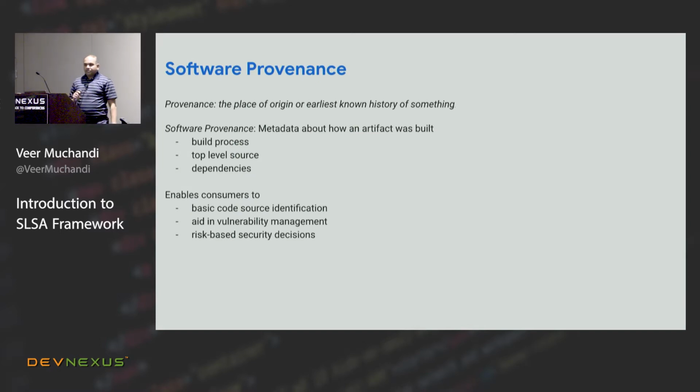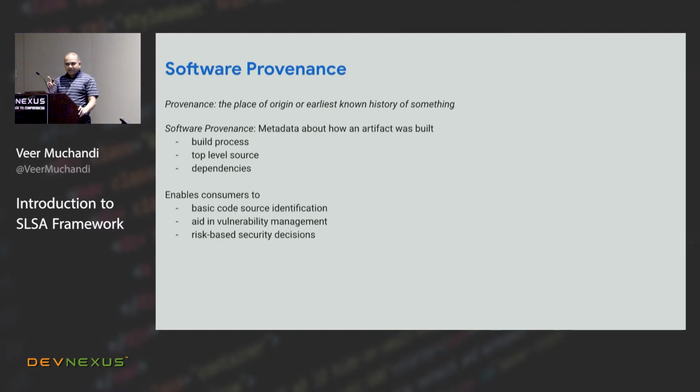Another term, provenance. How many of you have heard of provenance? Provenance is the place of origin or history of something. This is an old term. It is used in many languages.